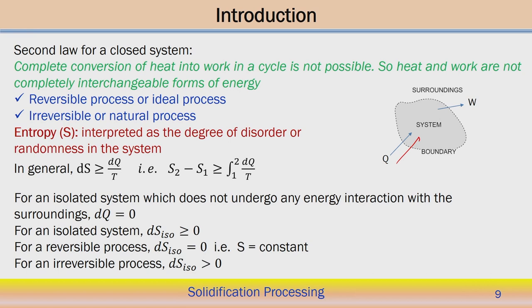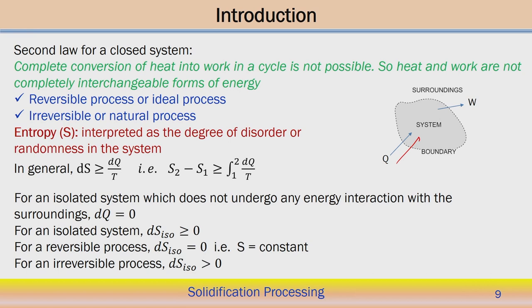One is the reversible process or ideal process, and the other is the irreversible process or natural process. Basically, in a reversible process, whatever energy is transferred to the system, all of it can be converted to work. That is associated with the ideal process, which is not practically possible. But the irreversible process is the very practical process associated with any kind of system, which is also why it is called a natural process.